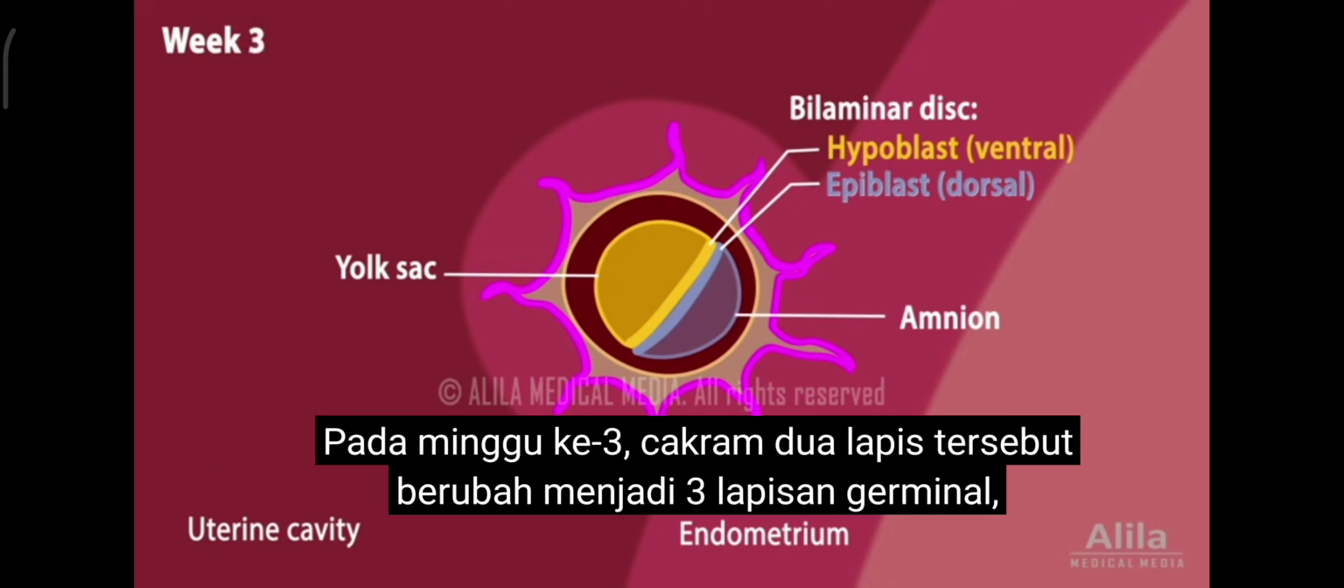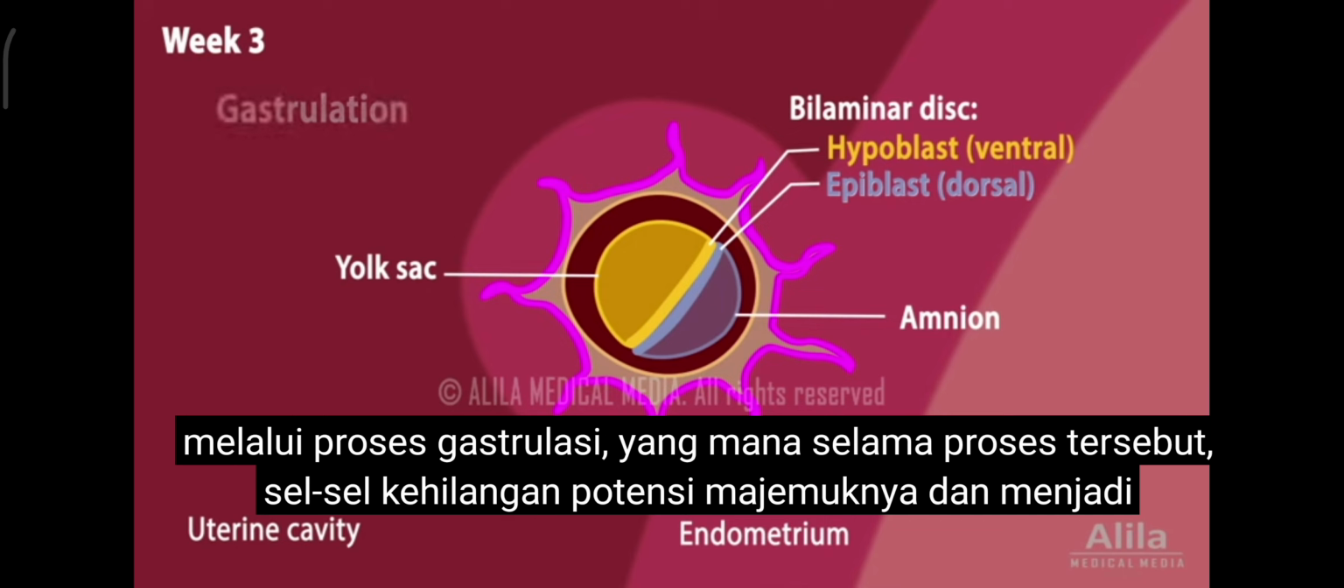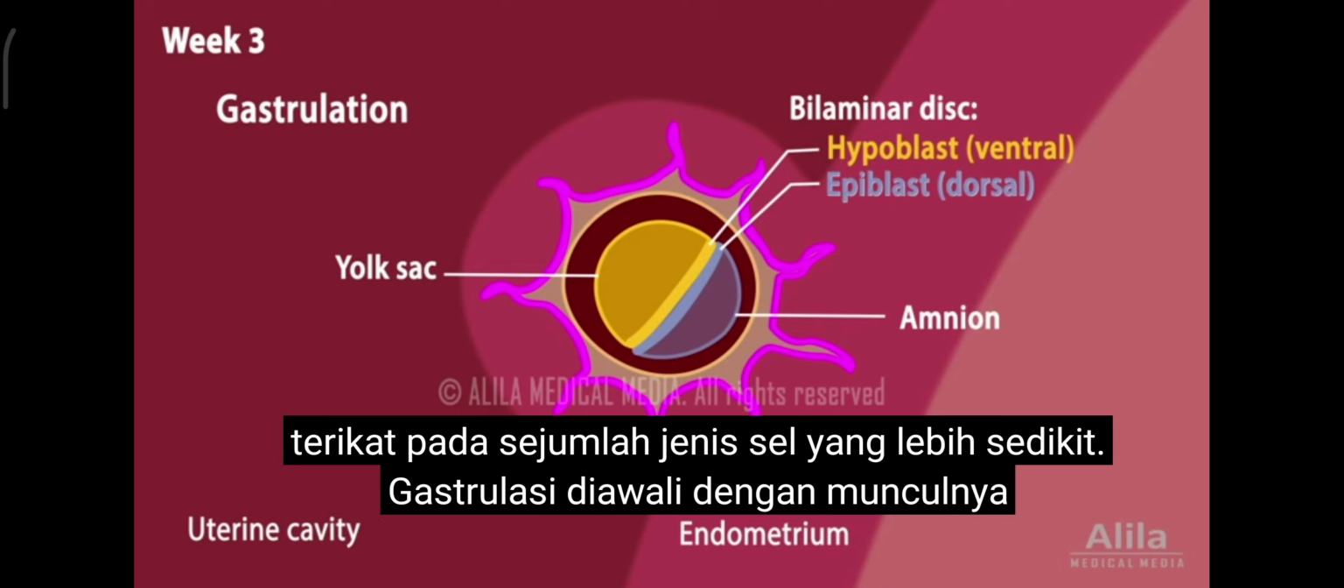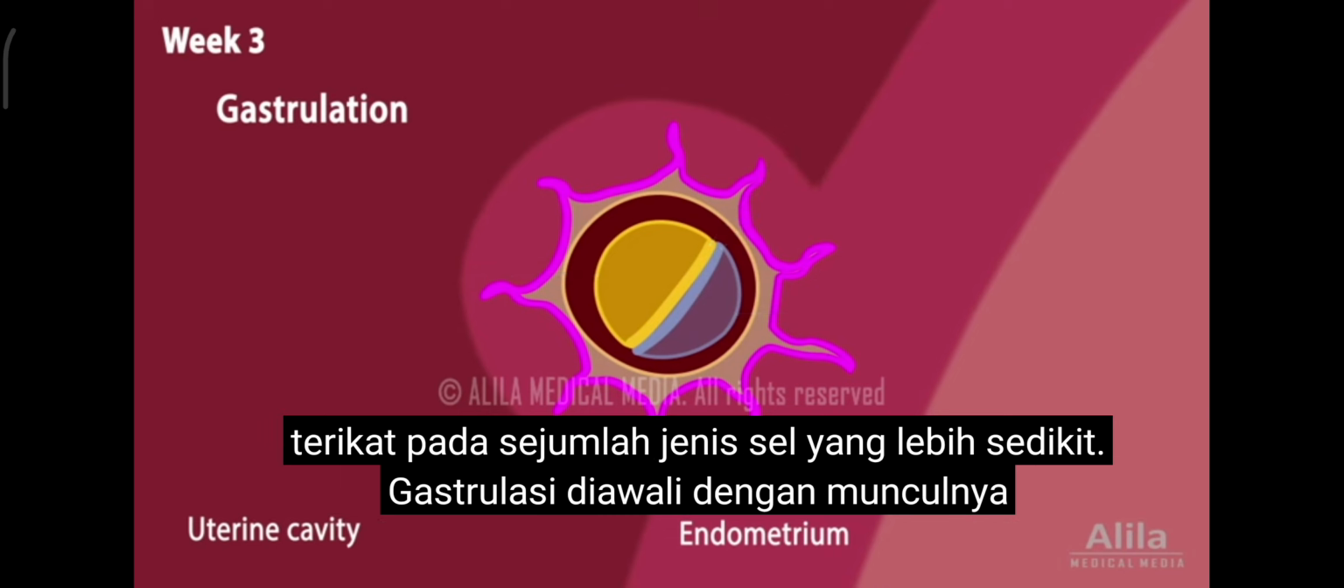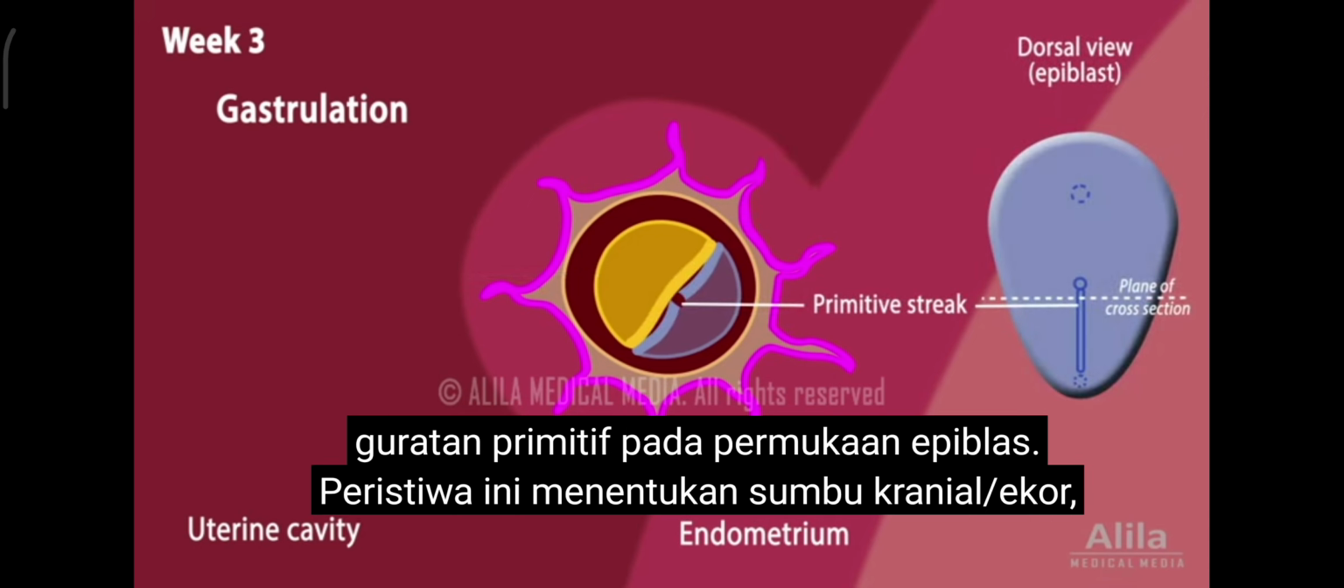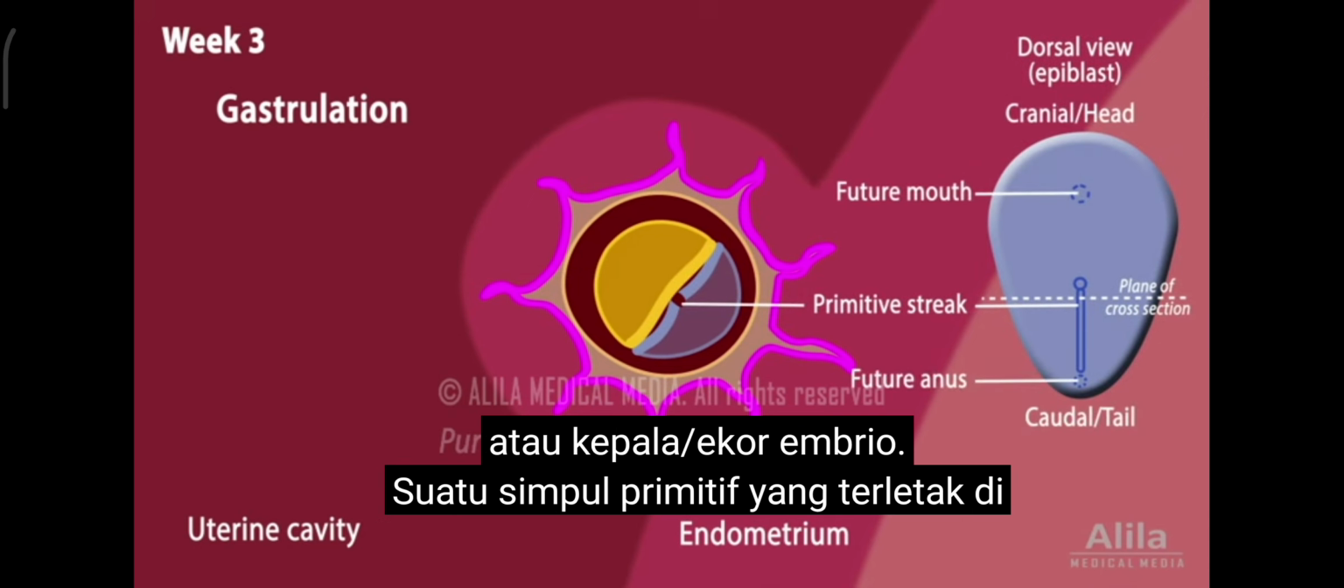In week 3, the two-layered disc transforms into 3 germ layers through the process of gastrulation, during which the cells lose their pluripotency and become committed to a smaller number of cell types. Gastrulation begins with the emergence of the primitive streak on epiblast surface. This event sets the cranial caudal, or head-tail axis of the embryo.